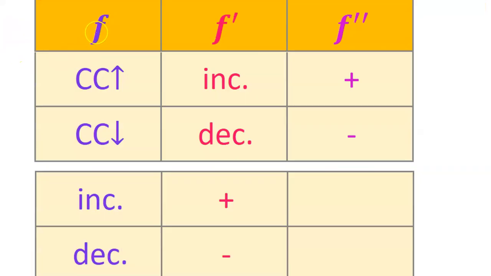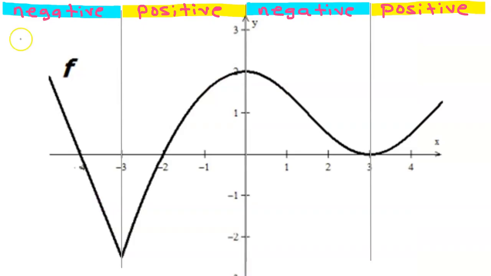Remember, we were given the graph of function f. So if f is increasing, then f prime will be positive. If f is decreasing, f prime will be negative. So f prime will be negative in the blue intervals and positive in the yellow intervals.